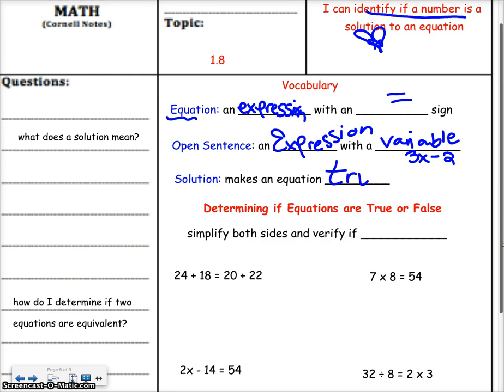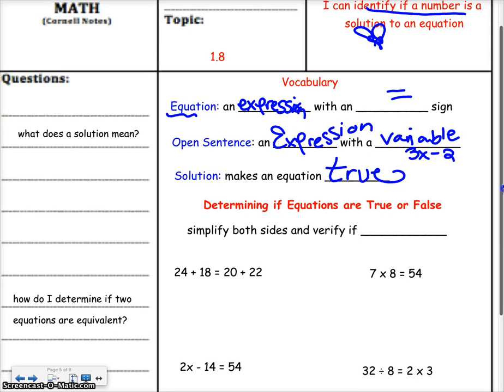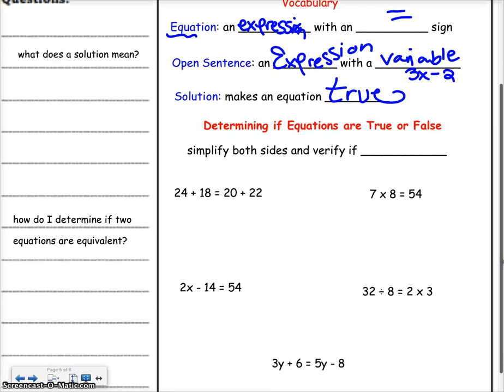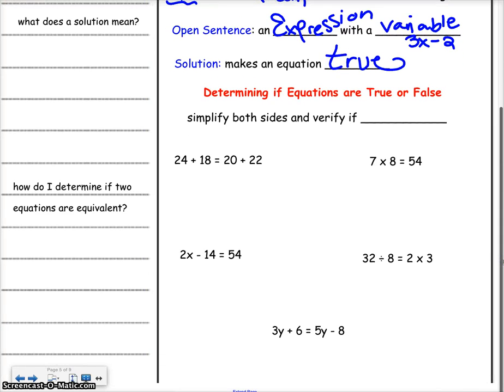A solution makes an equation true. So that's your main learning target today. That's what I want my students to get out of today. I want you to be able, given an equation, meaning an expression with an equal sign, to tell me if it's true or false. So, you know what you do? You simplify both sides and verify if it's true.